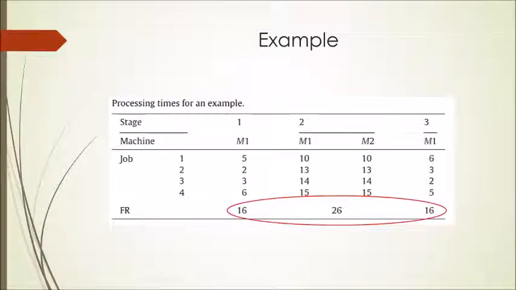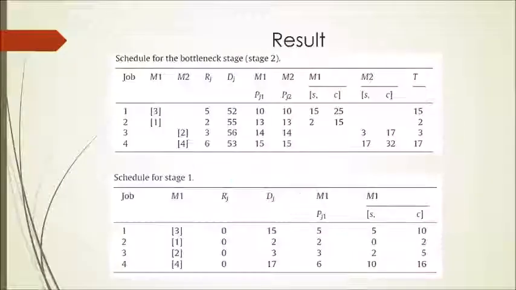After that, we calculate Rj and Dj at the bottleneck stage, which is Rj 5, 2, 3, 6, and Dj 52, 55, 56, 53. Now schedule the jobs according to Rj, Dj and processing time at the bottleneck stage and obtain the results as shown in this slide. Also, number 3 and number 1 in this M1 column show the sequence of job 1 and job 2.